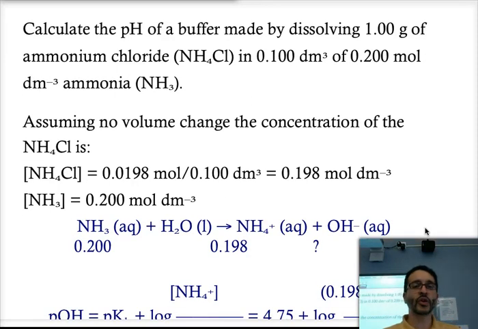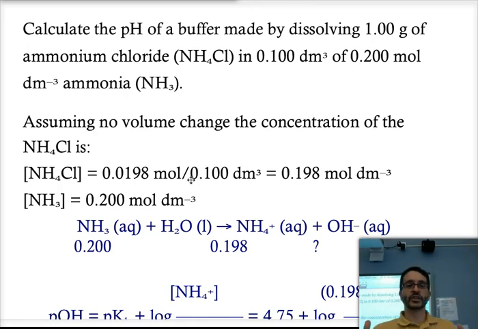Dissolving 1 gram of ammonium chloride in 100 milliliters of 0.2 molar ammonia. We're going to assume no change in volume. We already have the concentration of the ammonia. All we need to do is see how many moles 1 gram of ammonium chloride is. 1 gram is 0.0198 moles of ammonium chloride. We divide that by the total volume, which is 0.1, and we get 0.98 molar, the concentration of the ammonium chloride.